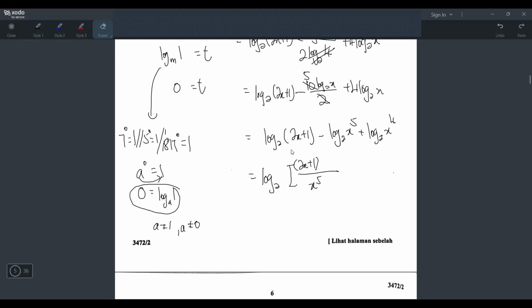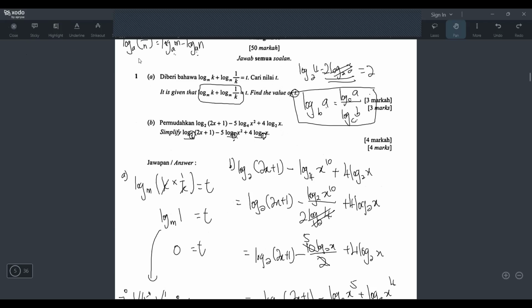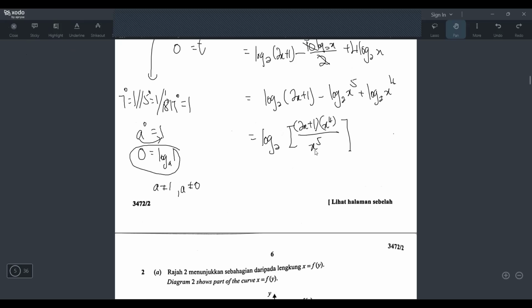This x power 4, you have to tulis dekat atas. You know why? Because it's times. And why is it times? Because plus, right? Because the formula is like that. Separate log plus jadi single log times. Separate log minus jadi divide. So minus tulis dekat bawah because bahagi, and then plus tulis dekat atas because darab.